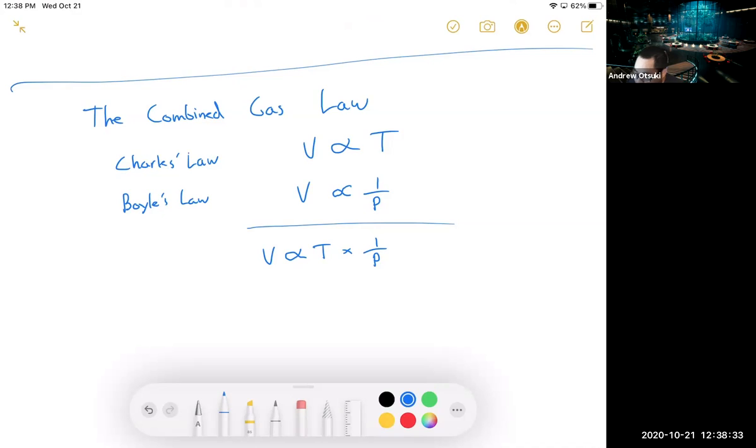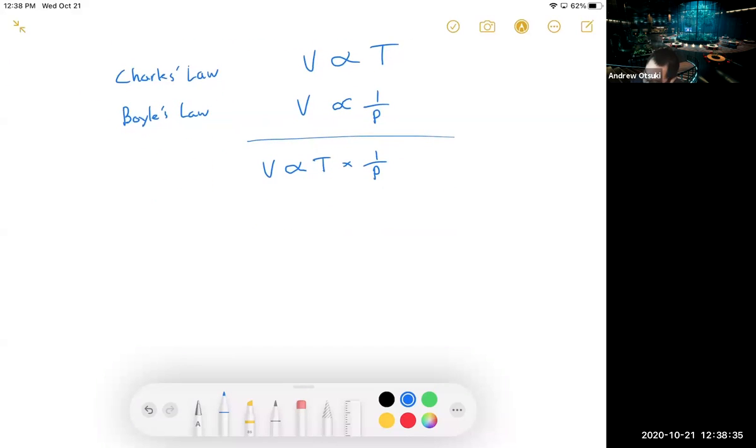So now, like we did before, we insert a proportionality constant. V equals constant times T times 1 over P.